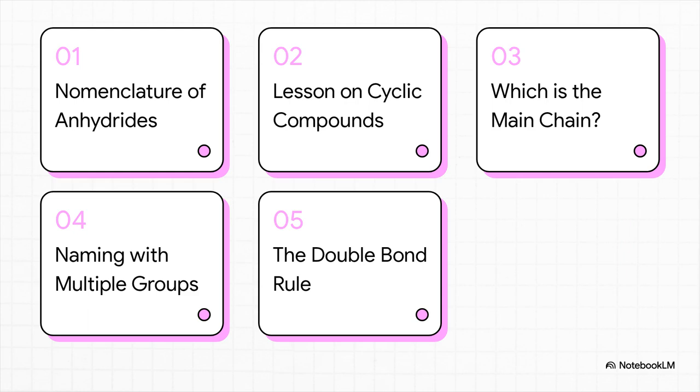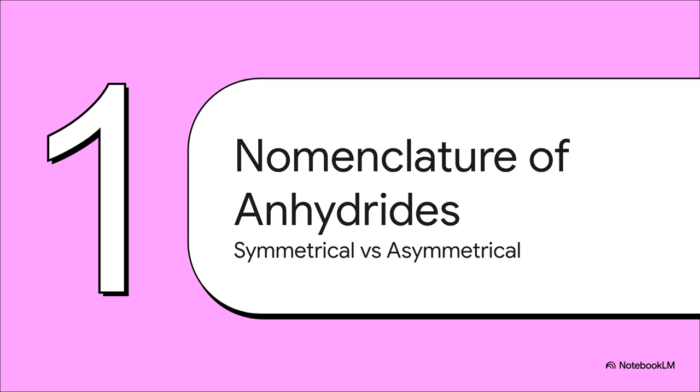So here's what we're going to tackle. We'll start with a group called anhydrides, then we'll jump into ring-shaped or cyclic compounds. After that, we'll figure out what happens when things get crowded and you have to decide which part is the real main chain. And we'll wrap it all up with a really cool, elegant shortcut for molecules with double bonds. Let's dive in. First up, let's talk about a family of compounds called anhydrides.